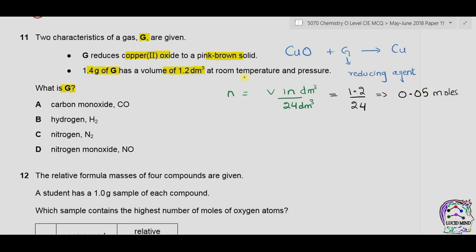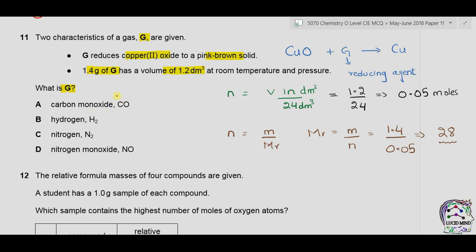Now as we have moles and we also have mass, we can find the molecular mass. The formula is number of moles is equal to mass in grams divided by molecular mass, or we can also rearrange: molecular mass will be equal to mass in grams divided by number of moles. Now mass in grams is given, it is 1.4 and number of moles are calculated, it is 0.05. The answer comes equal to 28. So this is the molecular mass of the gas that we are looking for.